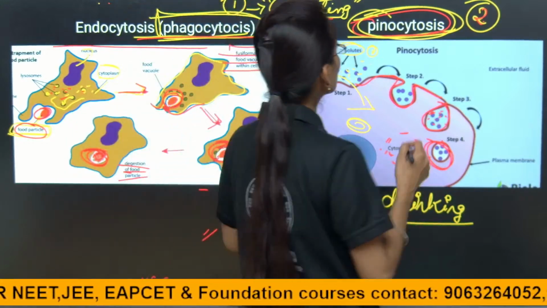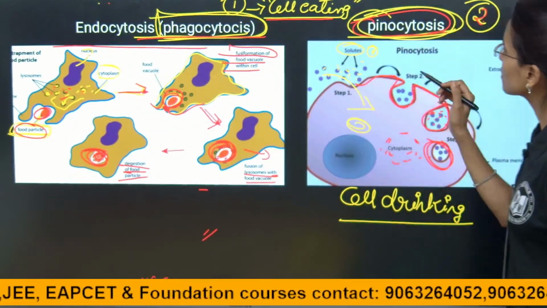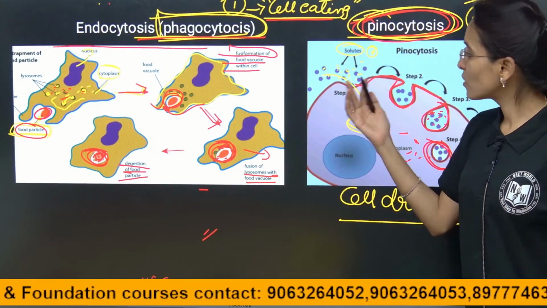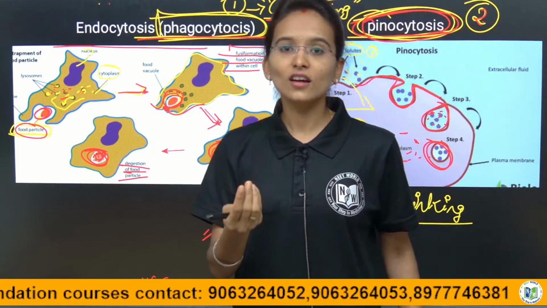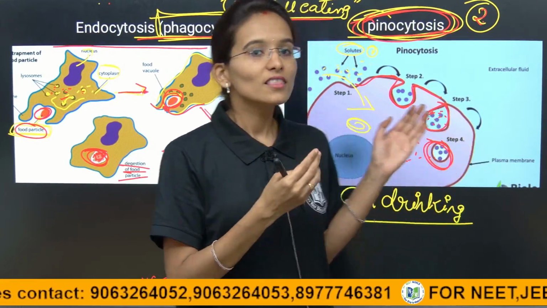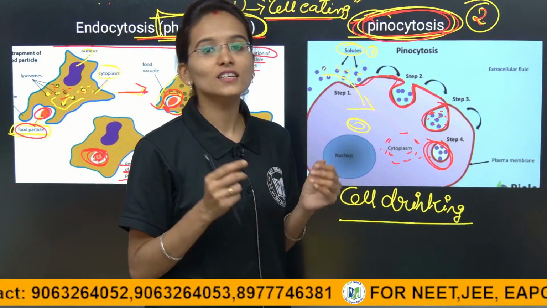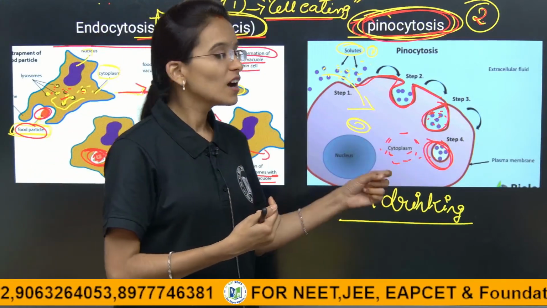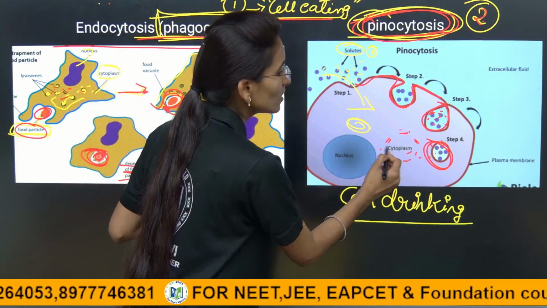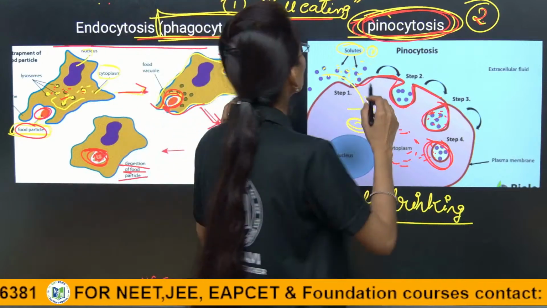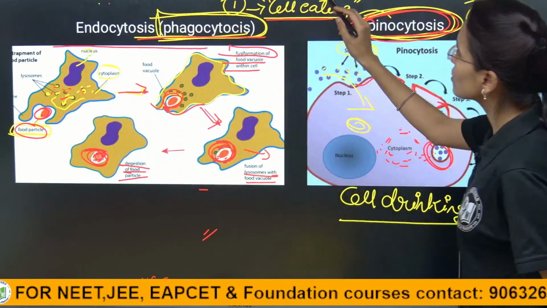Clear with the concept of pinocytosis and phagocytosis? Pinocytosis is called the cell drinking process because there are some extracellular solutes and fluids present, the plasma membrane is going to invaginate and form the vesicle, then the vesicle is pinched off, and it releases all the solutes inside the cytoplasm. Yes, this is about endocytosis.